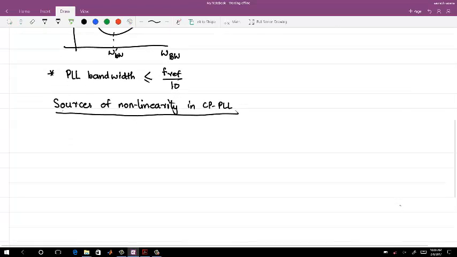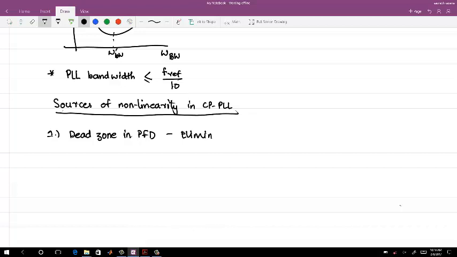First, you have seen the dead zone in the PFD. If we do not eliminate it, that's a nonlinearity, right? You will just keep dithering around the locking point, input phase error equal to 0. But this can be eliminated easily.